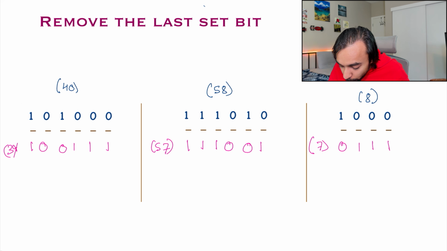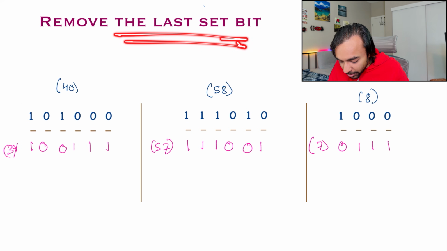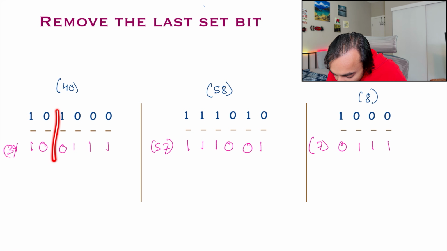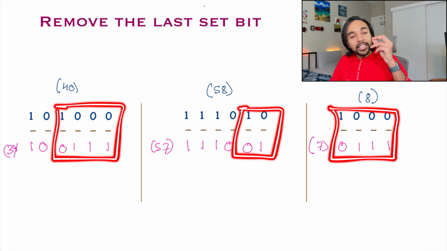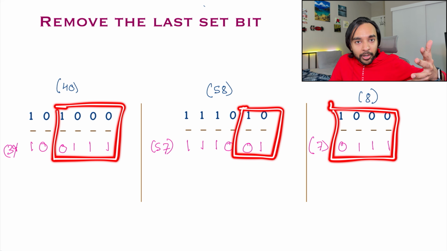Now, what do you have to do? You have to remove the last set bit. And notice what happens in the second part of all of these numbers. This is where the last bit and its numbers come in handy. Notice that all of these have flipped.